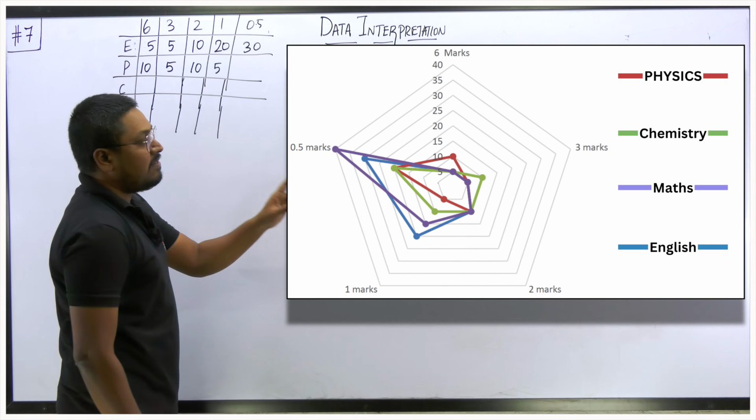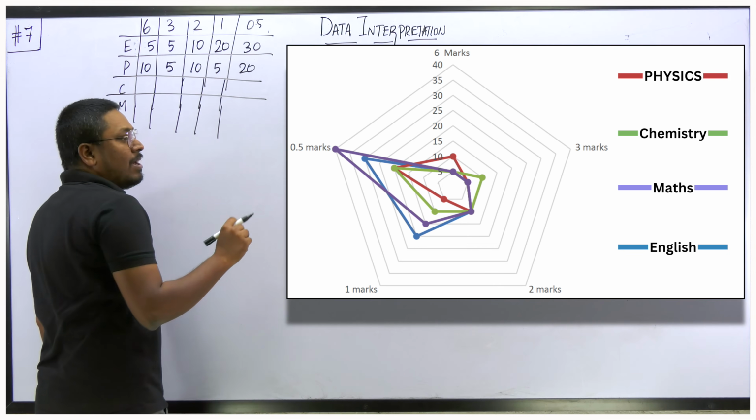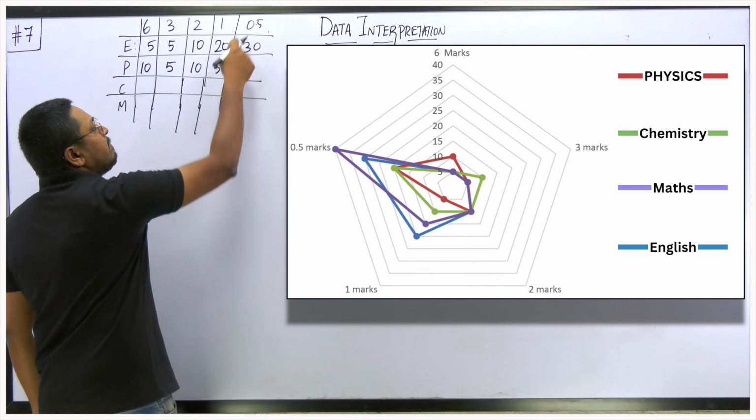And 5, 10, 15, 20, fourth point. So 20 question were asked from 0.5. If you have a doubt, just multiply and see, you will get 100.